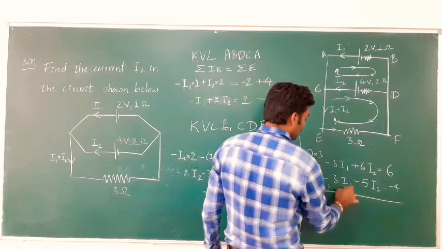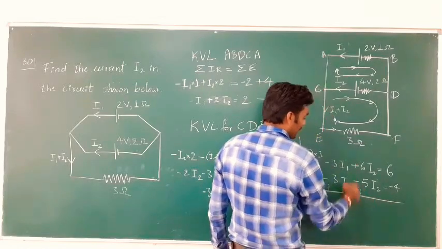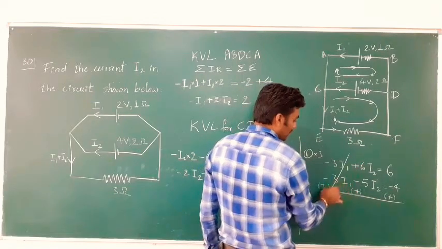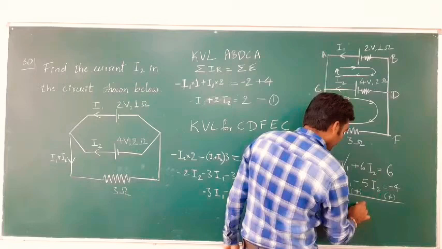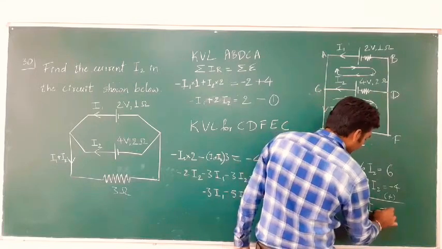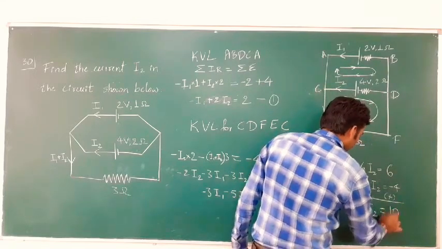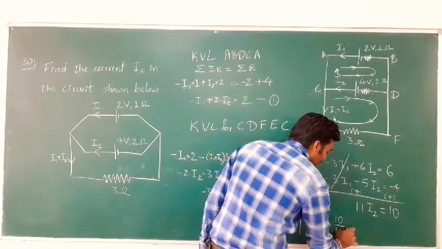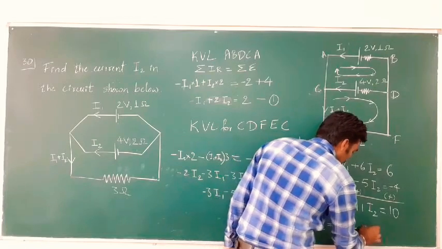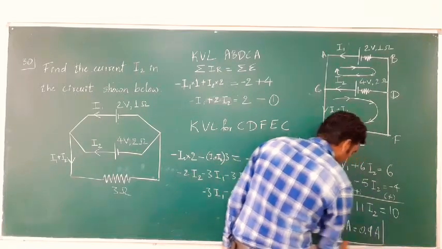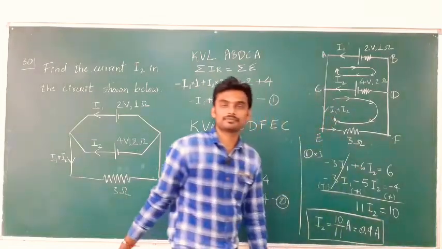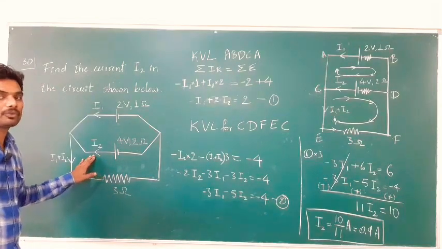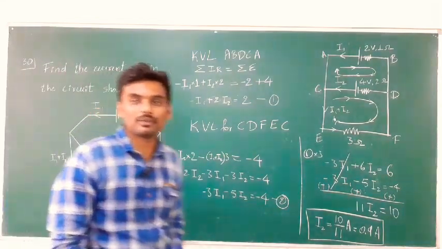Now, subtracting them, okay. So, minus 3I1 plus 3I1 cancels, plus 6 plus 5, it is 11I2 is equal to 6 plus 4 is 10. So, what we have here is I2 is equal to 10 by 11 ampere, which is close to 0.9 ampere. That's it. Okay. We have the value of I2, and that is what we were supposed to find, and we have found it. Thank you.